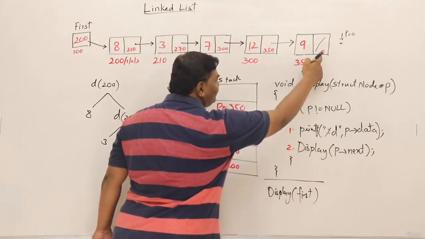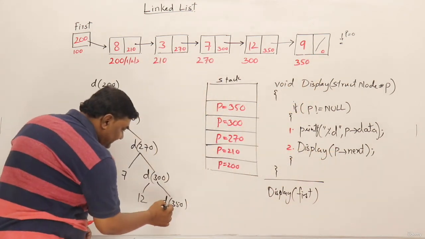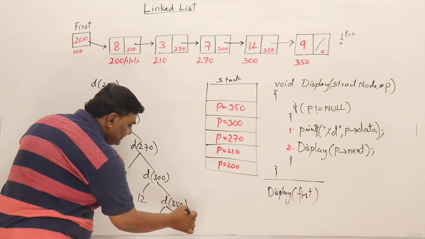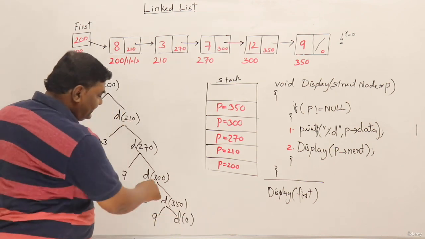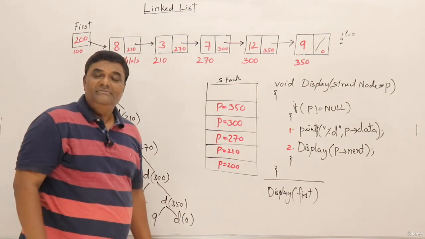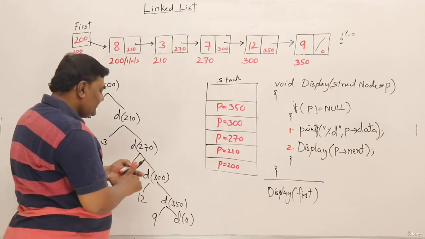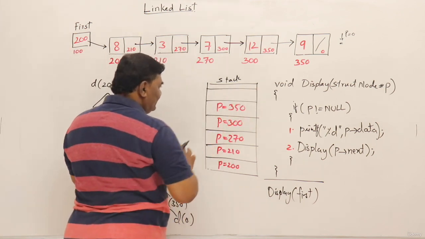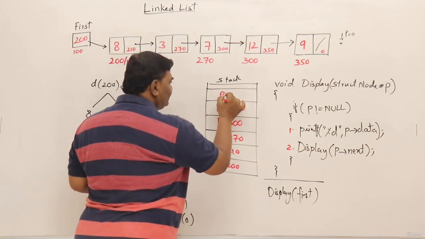Call itself on next, that is 0. So it will call itself, D upon 0. Now again a new call. That 0 is nothing but null. So again an activation record is created. And in this activation record, P value is 0.